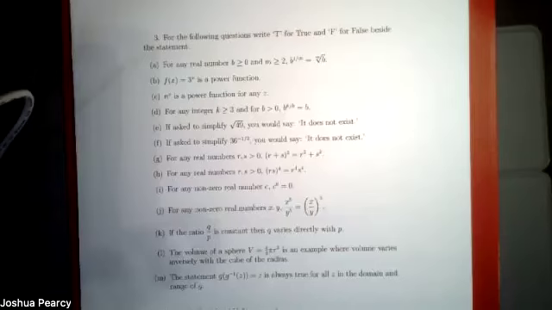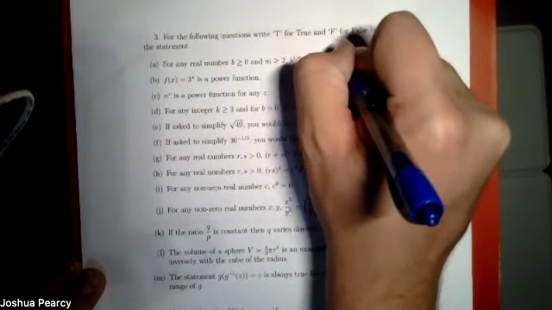So it says for any real number b greater than 0 and m greater than or equal to 2, b to the 1 over m equals the mth root of b. So this is just the definition. So this is true.